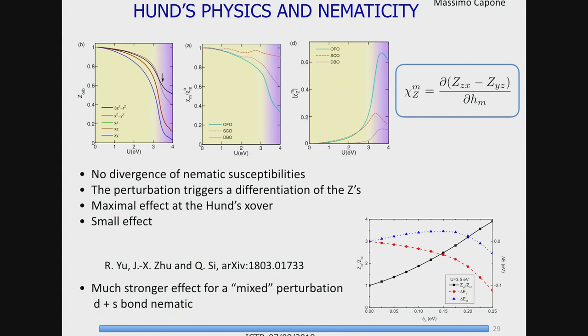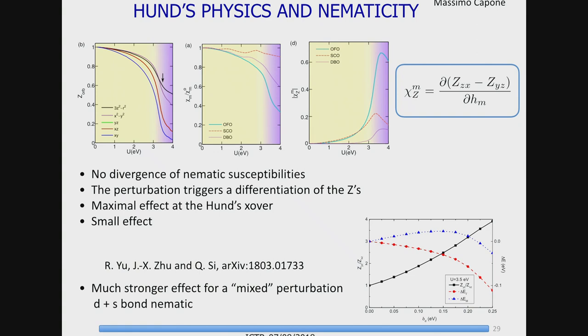So what we do is we add a field and we really do the basic thing. We compute the response to the field and we don't find a divergence. So the system doesn't want to spontaneously break this symmetry. This is the susceptibility, and you see it doesn't do anything particularly exciting. But what we observed is that if we add this small perturbation, this triggers a differentiation of the Z's, which goes perfectly in the picture I've shown you before. If you add some perturbation, you slightly change the populations of the orbitals, and these will change their degree of correlation according to our scheme before. So if I add this perturbation, I trigger a differentiation of the Z's.